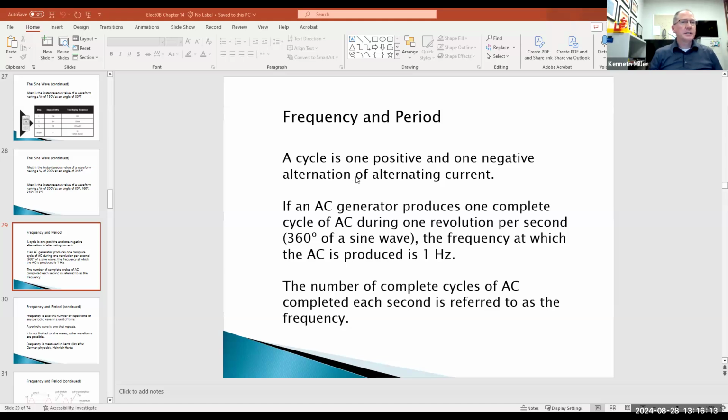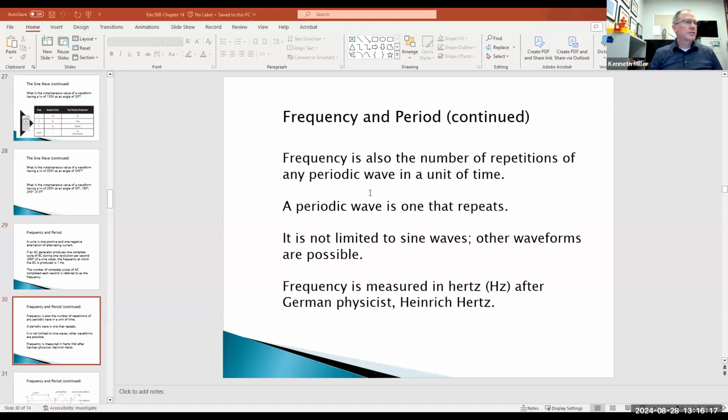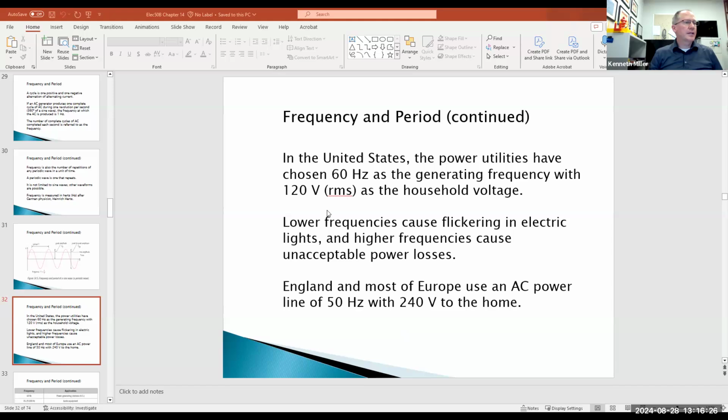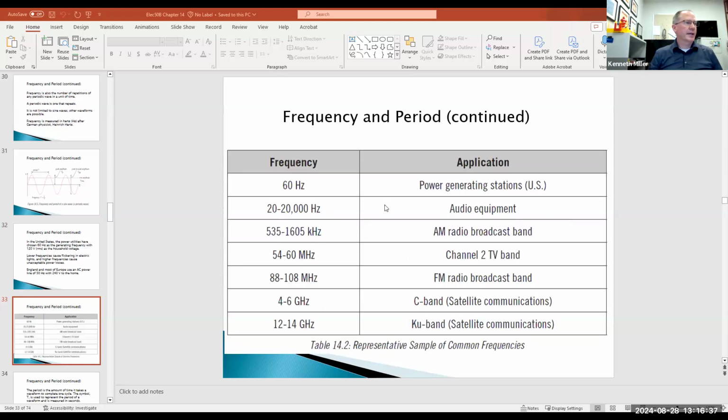Now, the frequency and the period are inverses of each other. So the frequency is 1 over the period, and the period is 1 over the frequency. And remember that in the United States, we're on a 60 hertz system, whereas in Europe, they're on a 50 hertz system, which means 60 cycles per second or 50 cycles per second.